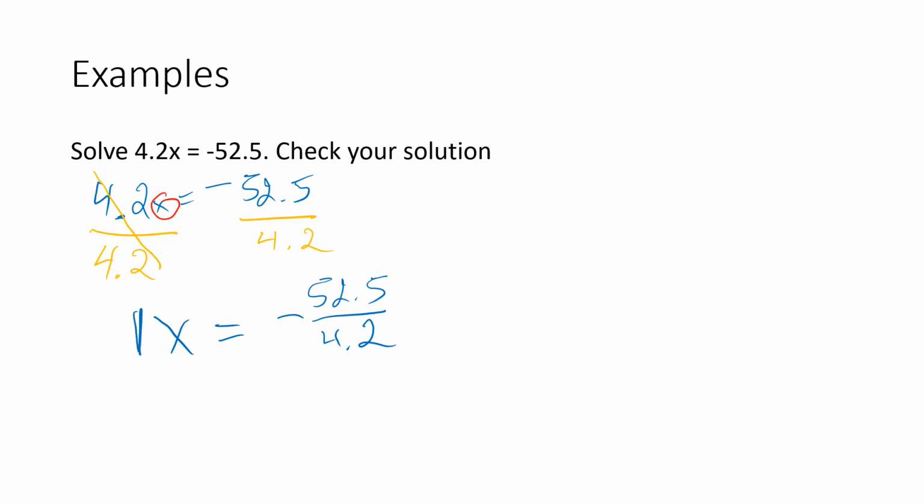Actually, I should put that as a 1x. That just helps us remember that we do have 1, because that 4.2 divided by 4.2 actually ends up being 1.